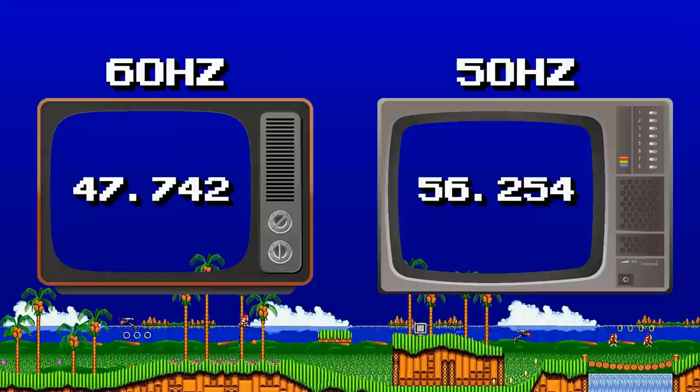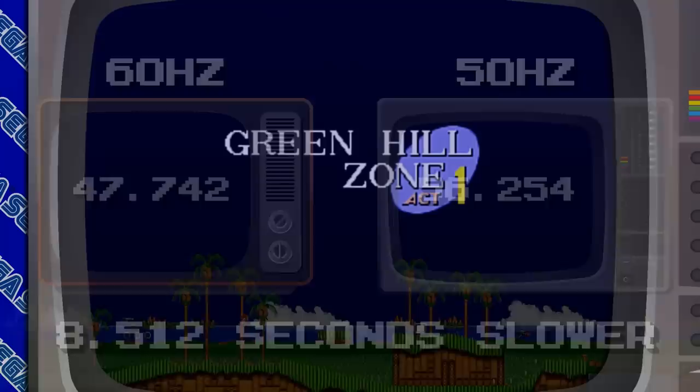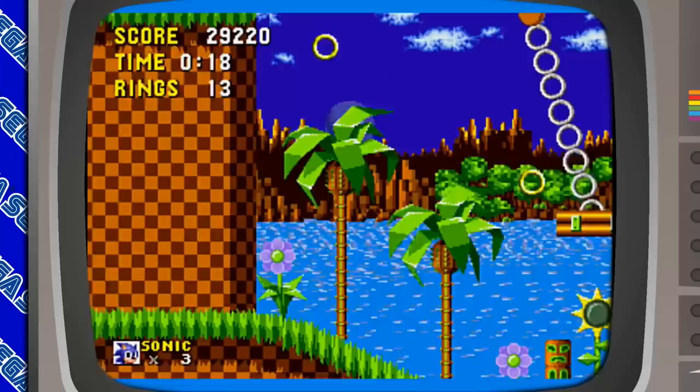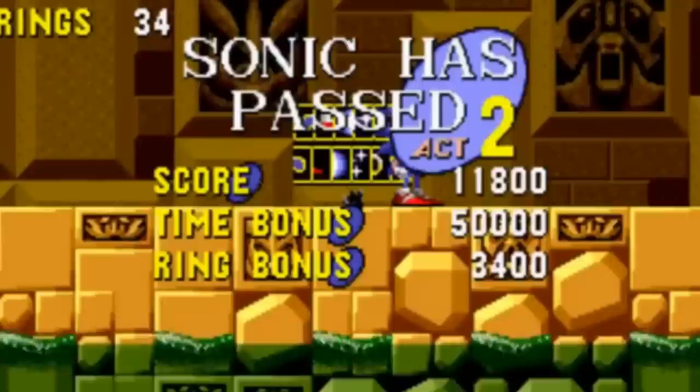You can really feel that 17% drop when you compare them. Going back to PAL can initially feel like a painful process. Acceleration feels upsettingly slow, jumping feels like pushing through golden syrup, waiting for a platform is like waiting for a village bus, not to mention the end of level score tallying.